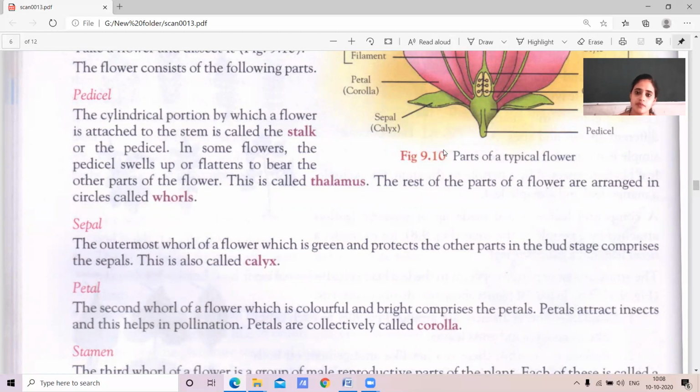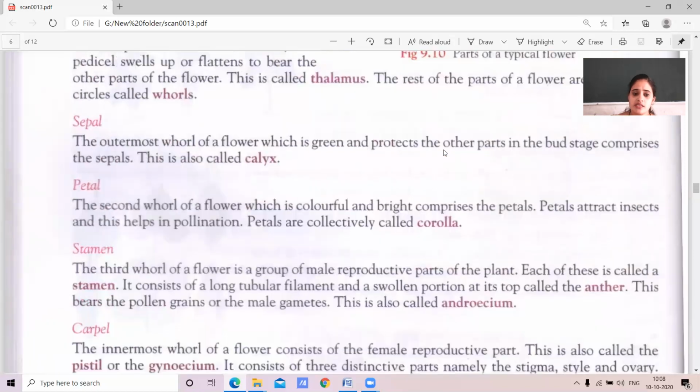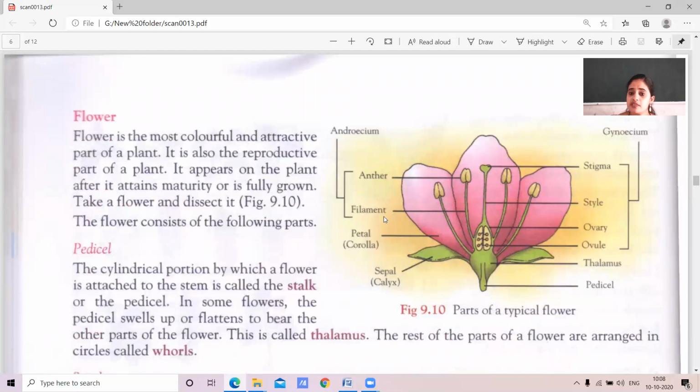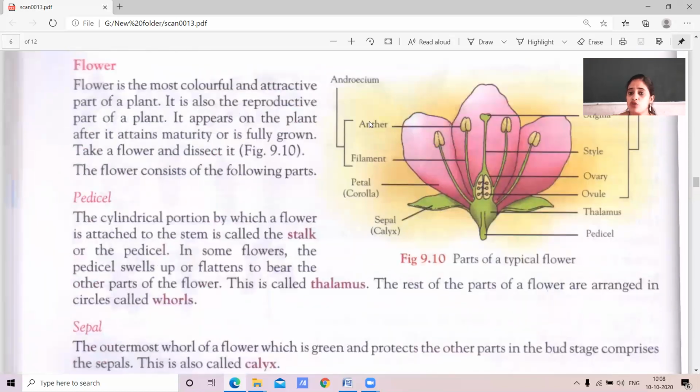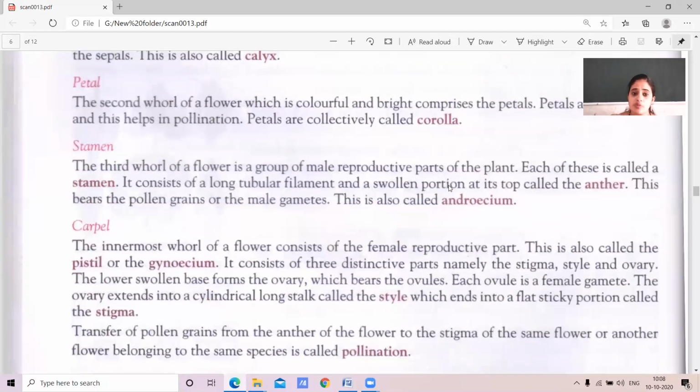Okay. The next is the stamen. If you see here, we can see the stamen, the third whorl of the flower, and it is the male reproductive part. It consists of anther, filament and androecium. What we can see here is the male part: anther, filament and androecium. That is the male part of the flower. So, the stamen is the third whorl of the flower. This is called a stamen.